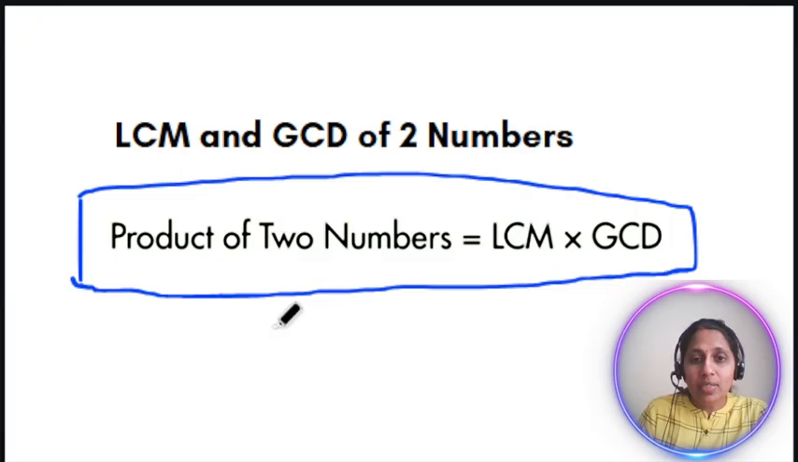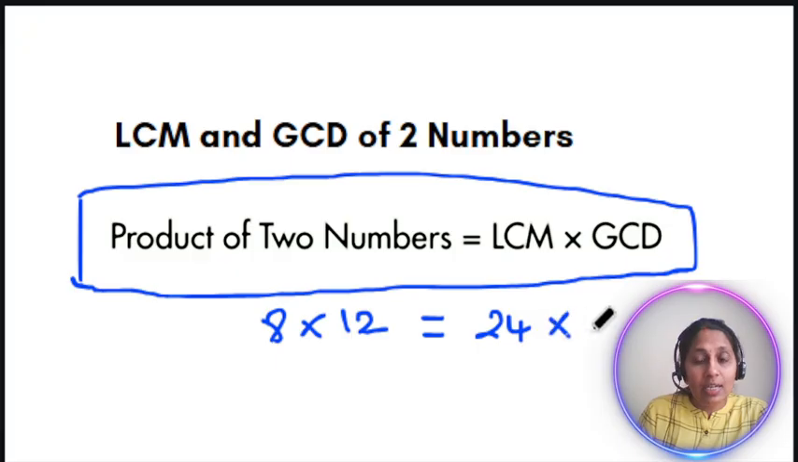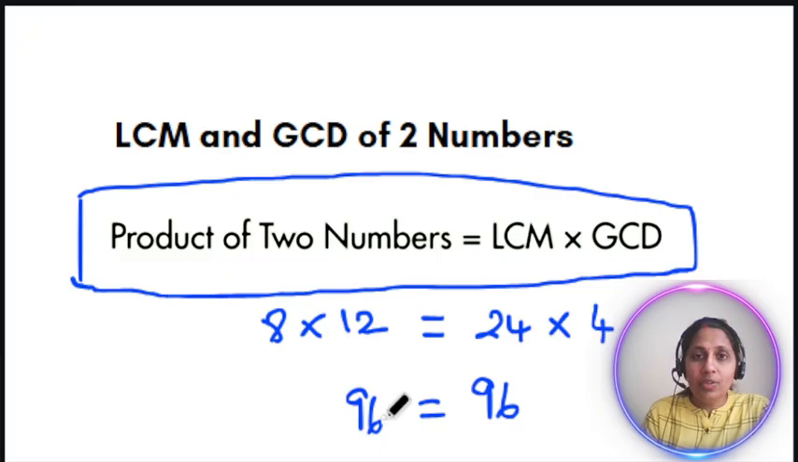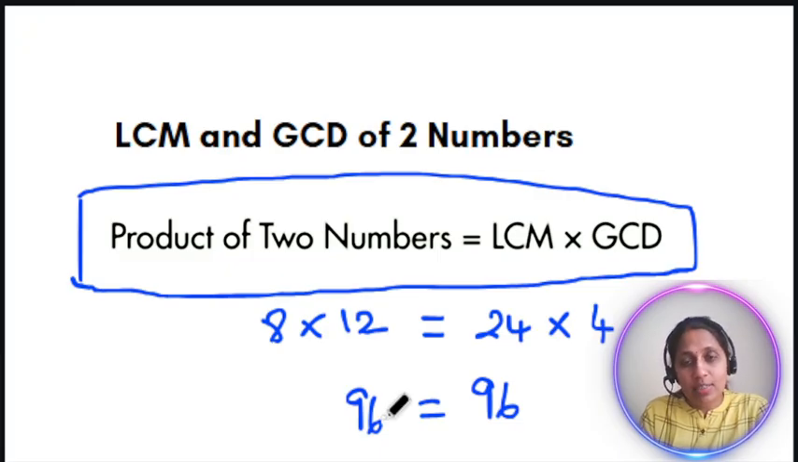Let's take two numbers, which are 8 and 12. The product of the two numbers is equal to the LCM of the two numbers times their HCF. LCM of 8 and 12 is 24, and the GCD, greatest common factor, of 8 and 12 is 4 itself. So when you multiply, the answer is 96 on both sides. So this is like a universal truth. You can use it to find any of the missing things, either the numbers or the LCM or the HCF or the GCD. So note this down in your notebook.